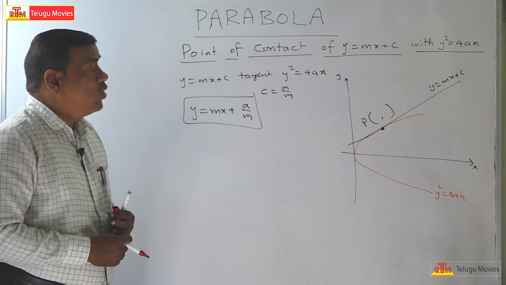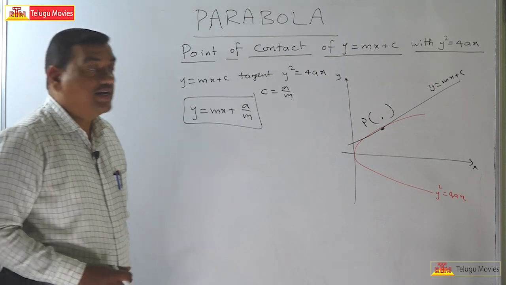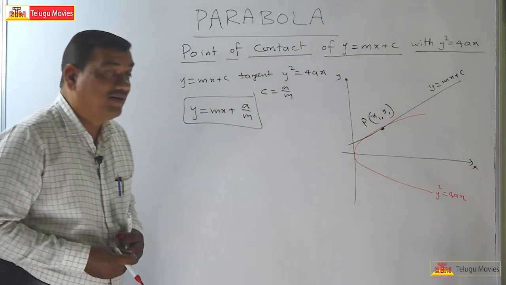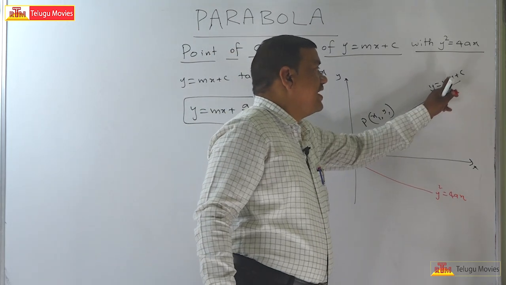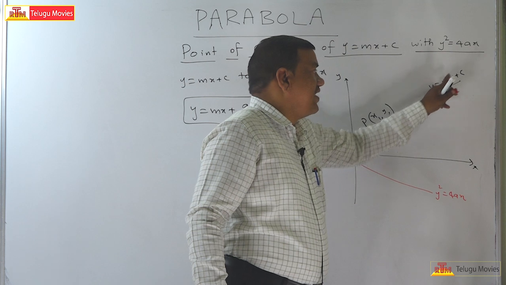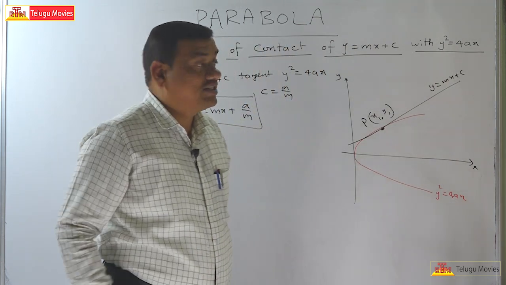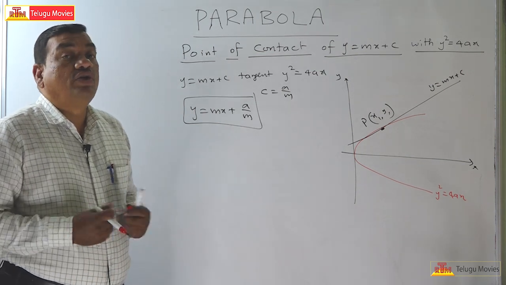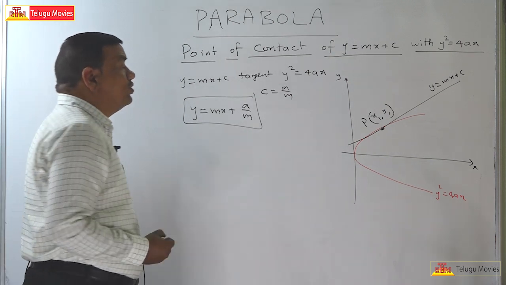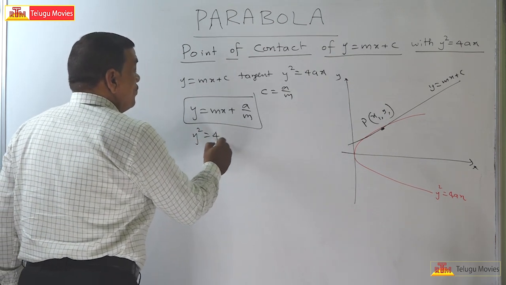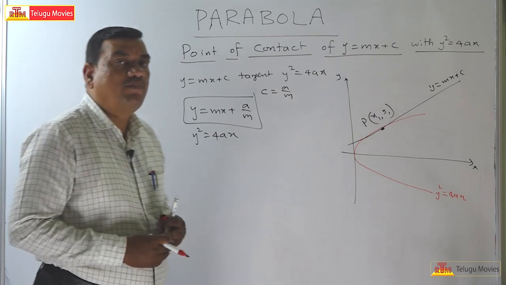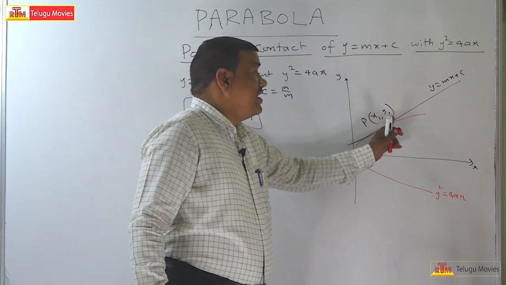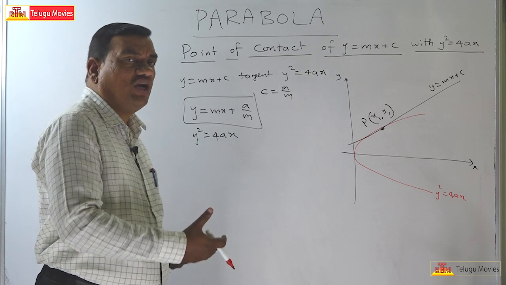Now, how to find out the coordinates of this point? Let it be x1 comma y1. We have to find out x1, y1 in terms of a, m, c, because those values only we know. To do that, take the parabola y square is equal to 4ax. I will take the help of calculus to find the slope of the tangent at the point x1 comma y1. Geometrically also we can prove it.